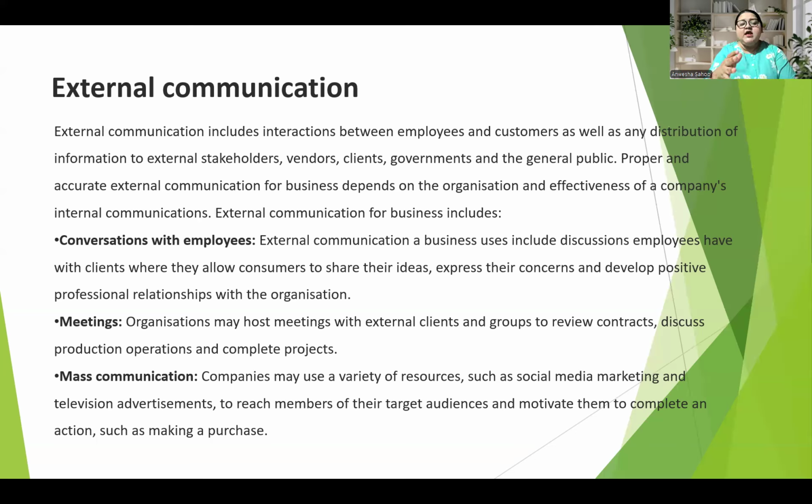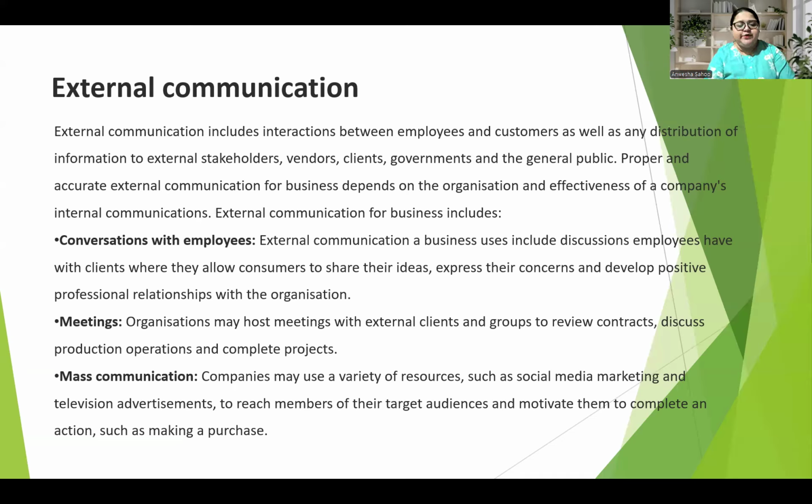For example, in big companies, a big project doesn't always happen within their own employees. A few parts of the project are executed by a different third party, a third party group of people. So meetings organized between these third parties are known as external communication.